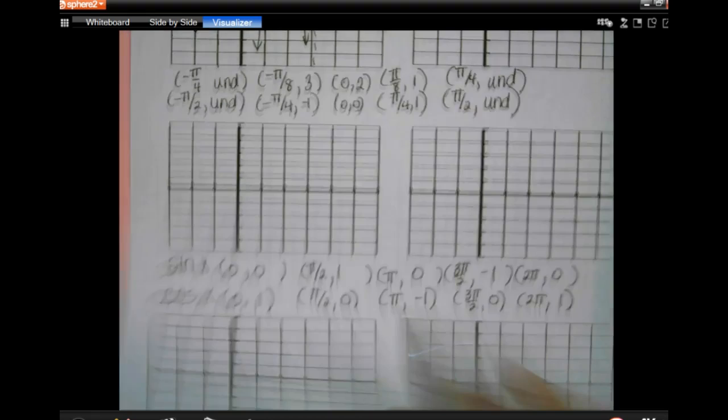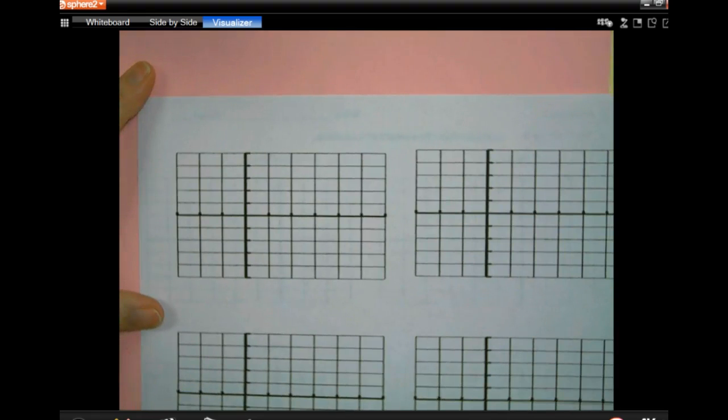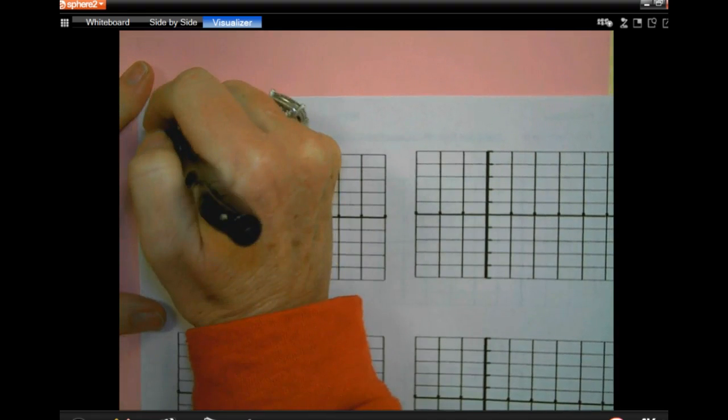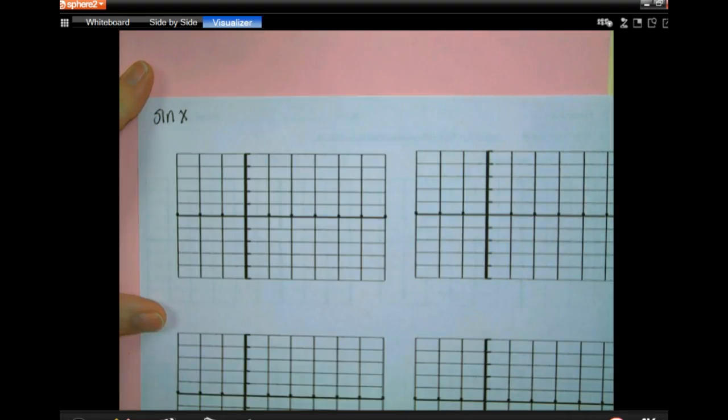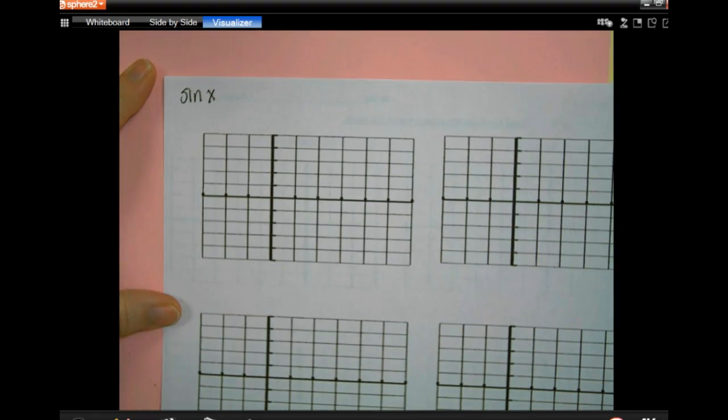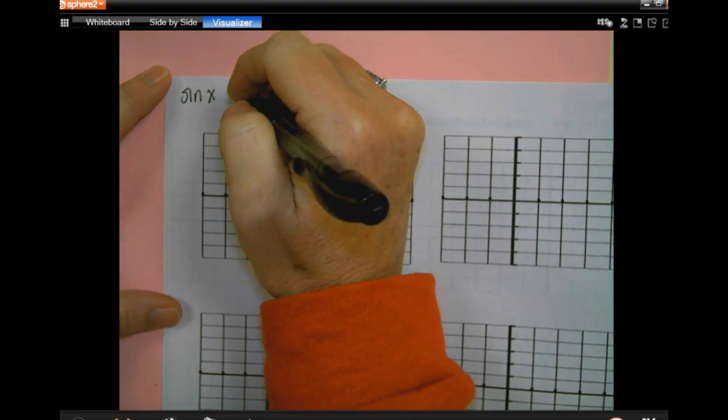Okay, on your white sheet. On the back. The first thing we're going to do, I want to write the critical points for the sine of x. I already said the back.